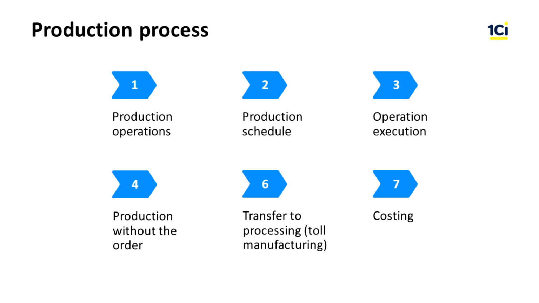We'll learn how to register operation execution and the use of materials and labor. We will examine the fulfillment of production assignments without the order, the situation when the production activities weren't planned but were fulfilled. We'll also study the case when our company deals with the processing company. We provide raw materials to a processor and receive manufactured components for our finished product, heavy boat.